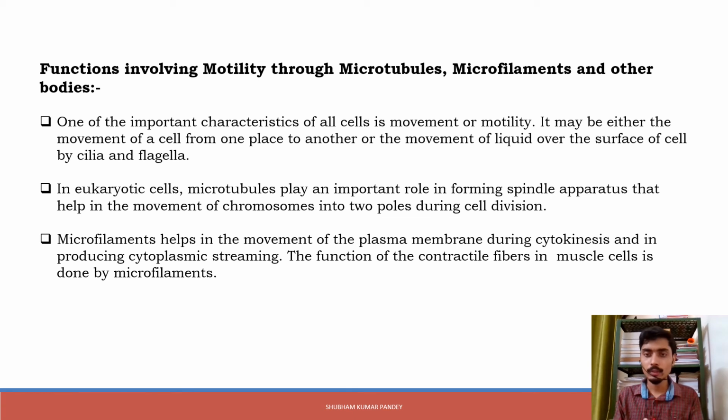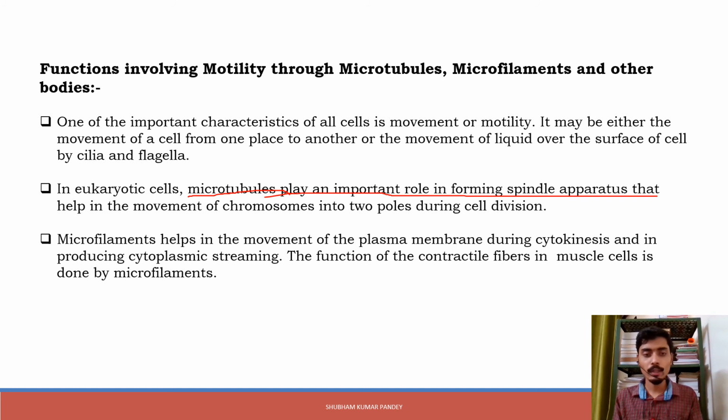So movement can be of two types: movement of the cell from one place to another, or movement of liquid over the surface of the cell by cilia and flagella. In eukaryotic cells, microtubules play an important role in forming the spindle apparatus that helps in the movement of chromosomes to two poles during cell division. We know that during cell division there is a phase called anaphase, during which chromosomes get separated towards the poles, and this is done with the help of spindle fibers. So microtubules help in the formation of spindle fibers.